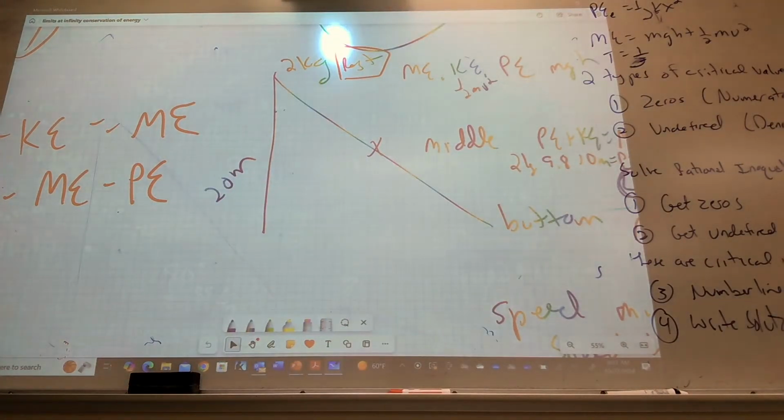So the total mechanical is kinetic plus potential. So it's the same problem you did before, same problem you did last time. It's pushed at 3 meters per second, a 2 kilogram mass. But this time you're losing energy in the first half to friction and you're losing in the second half to friction. Okay.